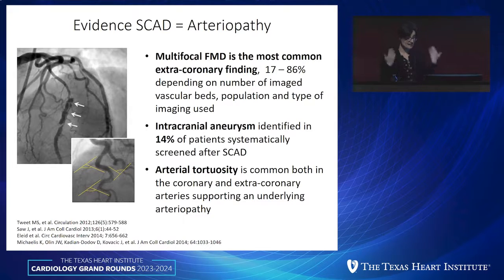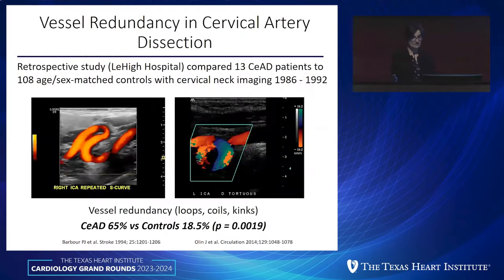If patients get head imaging systematically, one study reported 14% with intracranial aneurysm. And arterial tortuosity is very common in both the coronary and the extracoronary arteries, again, supporting an underlying arteriopathy. And so for this reason, any patient with SCAD is also recommended by the guidelines to get that head to pelvis imaging. This vessel redundancy has also been reported in the cervical arteries.